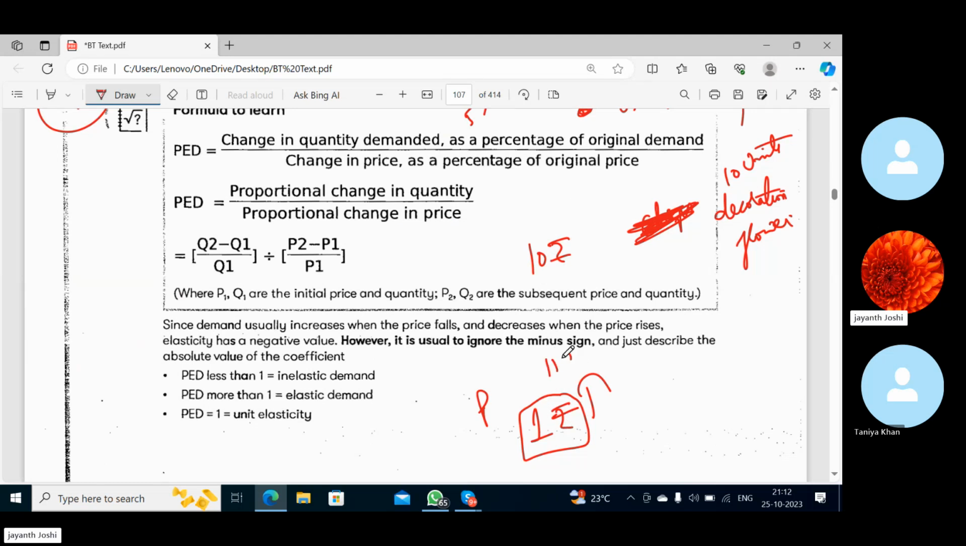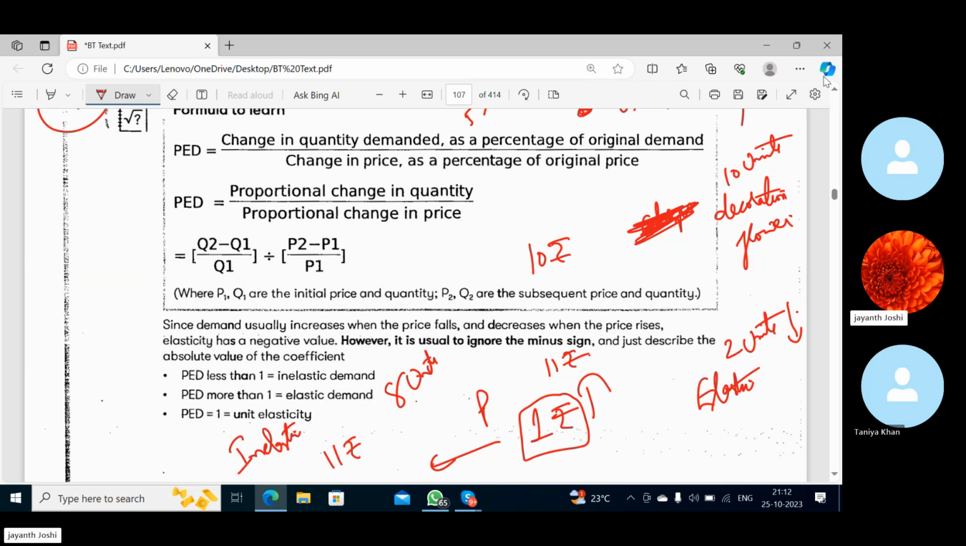So the price has now become 11 rupees. Now, from 10 units, you just want to buy 2 units. So the quantity demanded has fallen to a very large extent. This is elastic. Now, consider a 1 rupee change again: it has become 11 rupees, and from 10 units you want to buy just 8 units. So this is inelastic. A change in price has led to a very small change in quantity demanded.